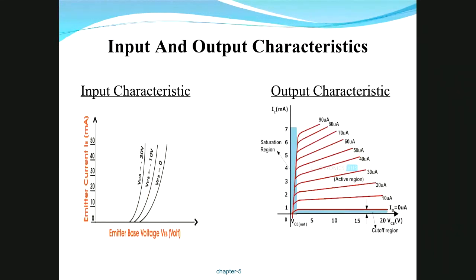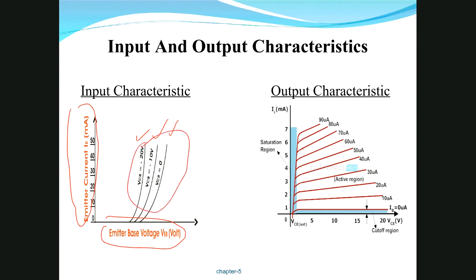Your input current is the emitter current, so you will see an input voltage between emitter and base, the voltage VEB. It is similar to a diode. For different output voltages, you will get different characteristics, but it is very much similar to a diode.